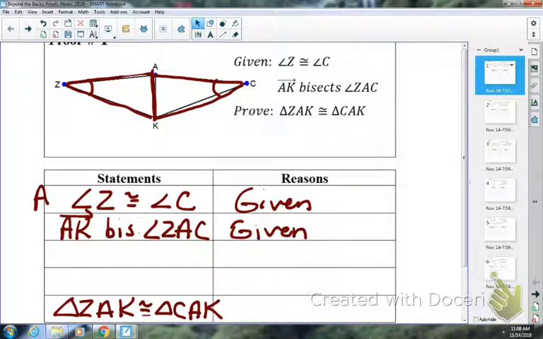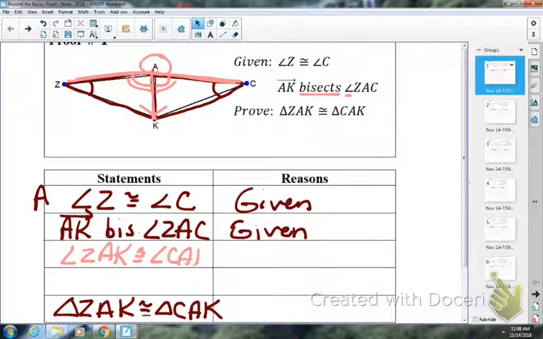So if we use what the given tells us here, using a different color, we have angle ZAC being bisected by ray AK. If you need to, look back in your notebook or think: what happens when you bisect an angle? Well, when you bisect an angle, you get 2 congruent angles. In this picture, they have to have vertex A, so it would be angle ZAK congruent to angle CAK. That's a pair of angles, so I'm going to mark it with an A in the margin.